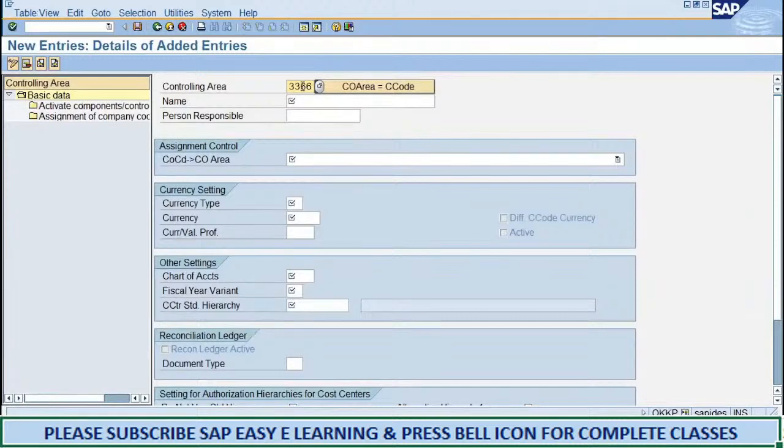Prabi, Alok and Akanksha, this class company code is 3366. So you can use your company code in your practice. Name is equal to controlling area for 3366. Now, this is called assignment control. Company code to controlling area.